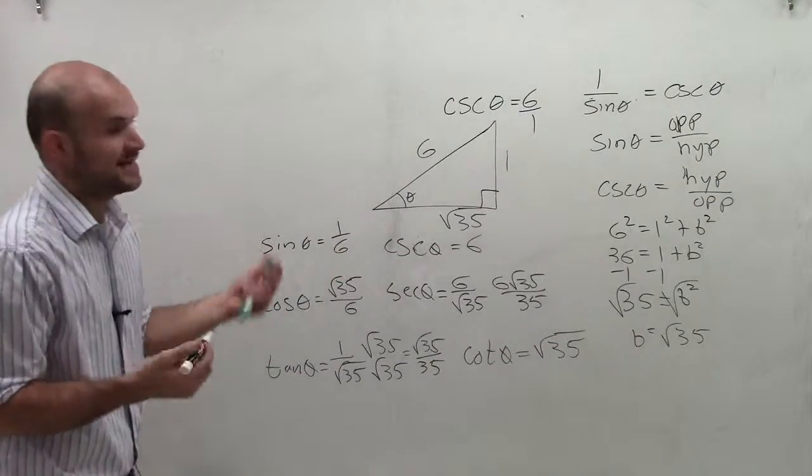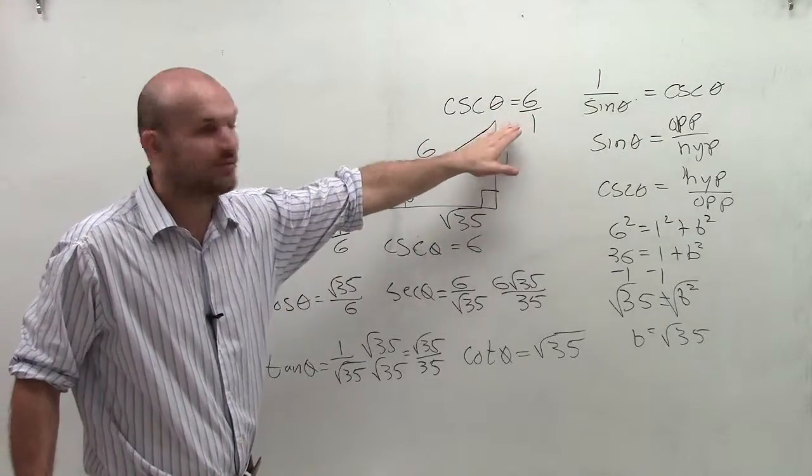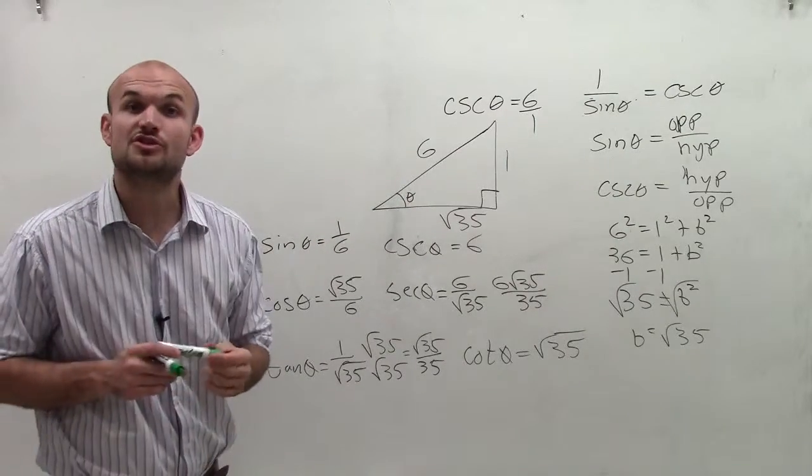So there you go, ladies and gentlemen. That's how, when given the cosecant of an angle equals a ratio, you can determine the rest of your 6 trigonometric functions.